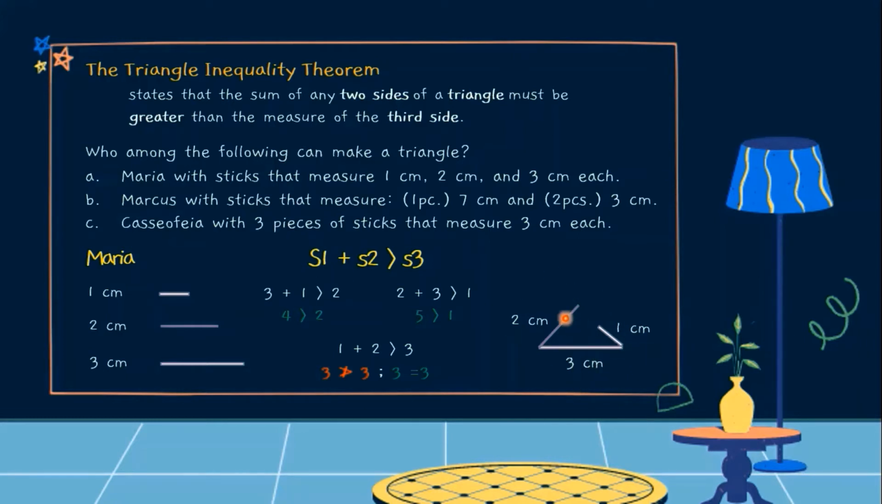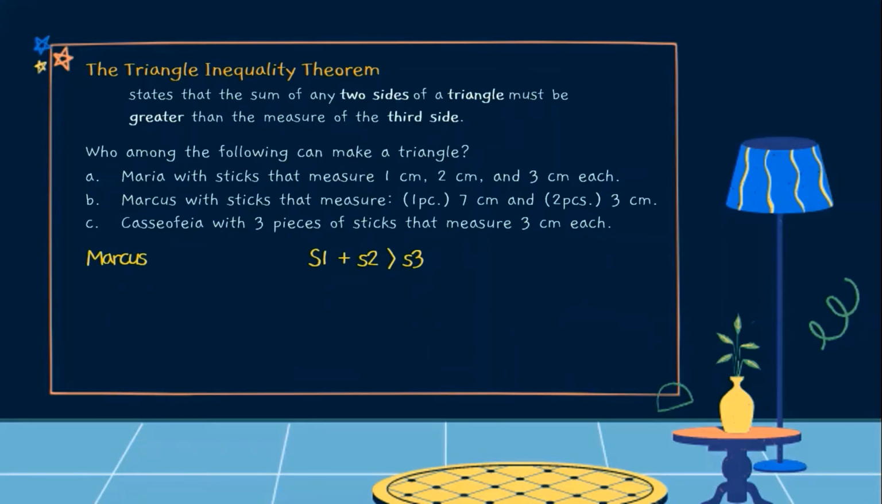But what will happen kung ipipilit nating ibaba itong 2 cm itikit dito sa 1 cm? Can we make a triangle? Kung ito yung ating 3 cm stick, ito naman yung ating 2 cm stick, at ito yung ating 1 cm stick. We're unable to make a triangle out of the sticks dahil ang mabubuo lamang natin ay straight line kasi equal. So, Maria cannot make a triangle. Try natin si Marcus.